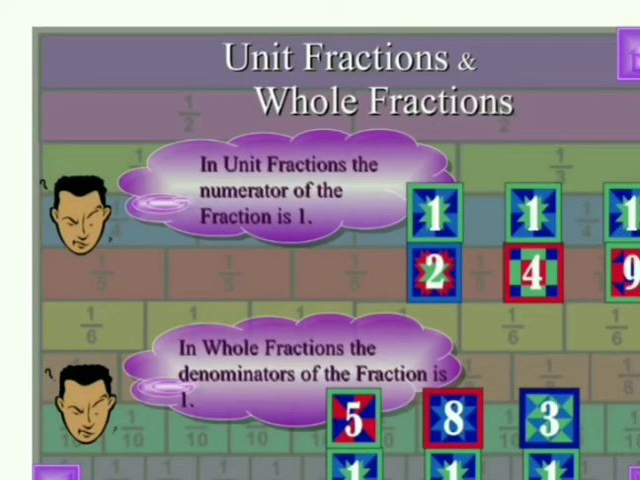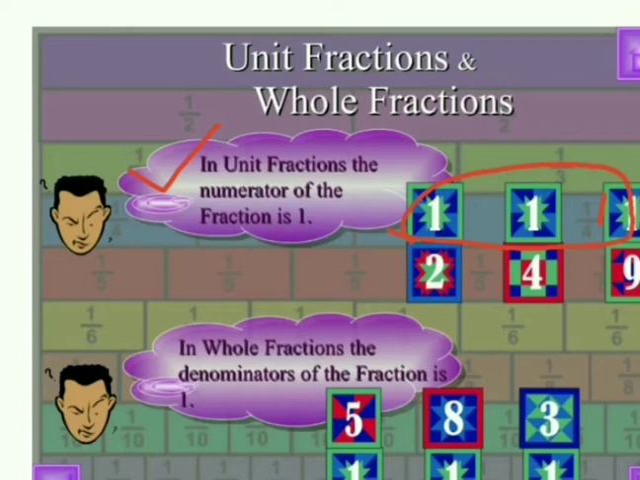Next one is unit and whole fraction. Unit fraction. Unit means 1. When the numerator is 1 in a fraction, then that is called a unit fraction. See the example. Here we have 1 by 2, 1 by 4, 1 by 9. See, all the numerators are equal to 1. That's why they are called unit fractions.